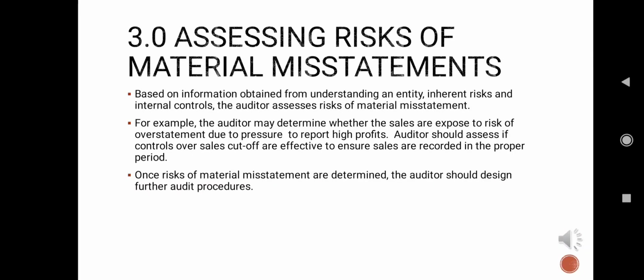Assessing risk of material misstatement. Based on information obtained from understanding an entity, inherent risk and internal control, the auditor assesses risk of material misstatement. For example, the auditor may determine whether the sales are exposed to risk of overstatement due to pressure to report high profits. Auditor should assess if control over sales cut-off is effective to ensure sales are recorded in the proper period. Once risks of material misstatement are determined, the auditor should design further audit procedures.